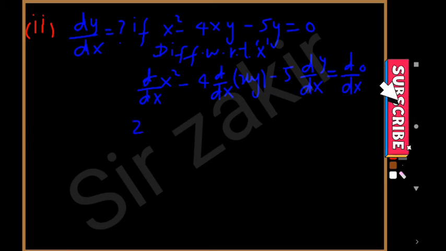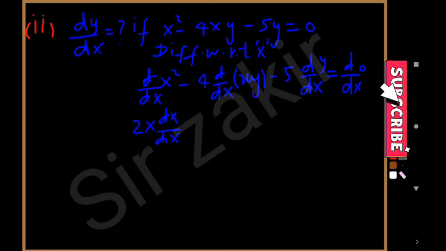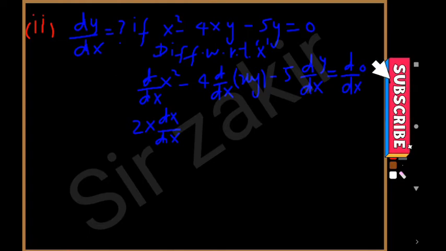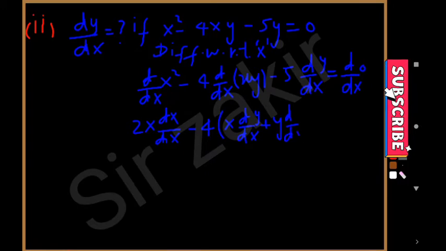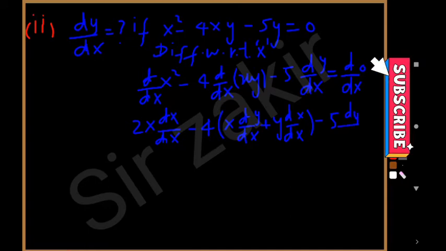It is 2x dx by dx due to power rule, power in the beginning, power minus 1. If we do, then power of x becomes 1. Power in the beginning, so 2 is in the beginning, power minus 1, so x power is 1 here. Then without power, its derivative dx by dx, minus 4. Now product rule, x first, d by dx of y, plus y d by dx of x, minus 5 dy by dx is equal to, it will be 0.